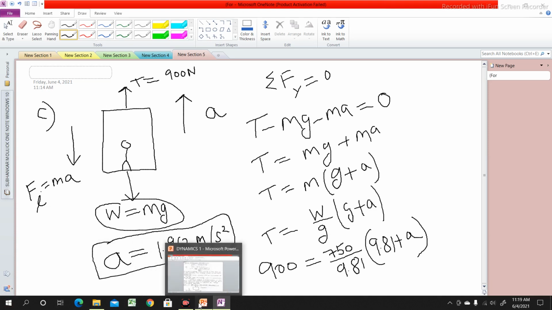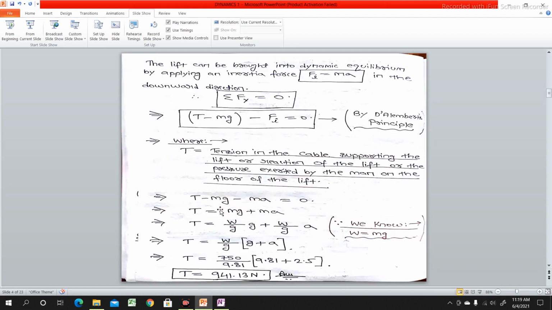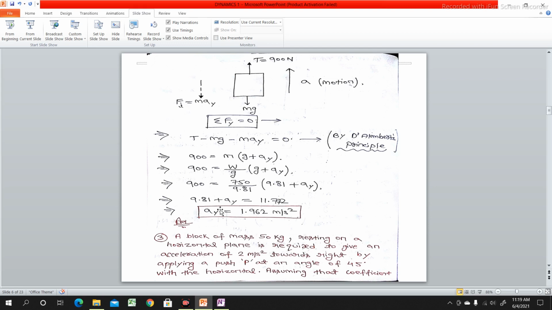So this is the complete solution of this problem. It's an easy problem. Only you need to understand the wording of the problem. Accordingly, you have to frame the diagram, draw the FBD, write the force equilibrium equations, apply D'Alembert's principle and get the answer.